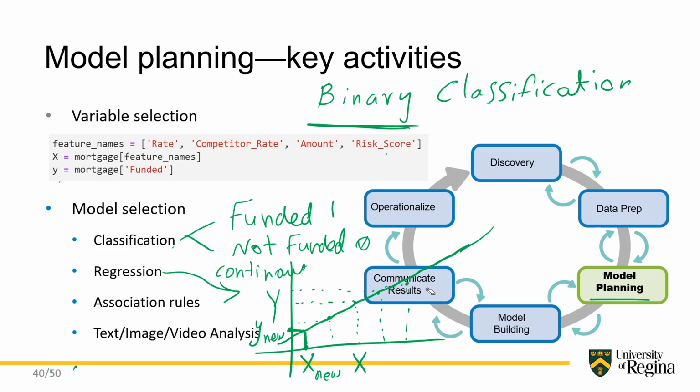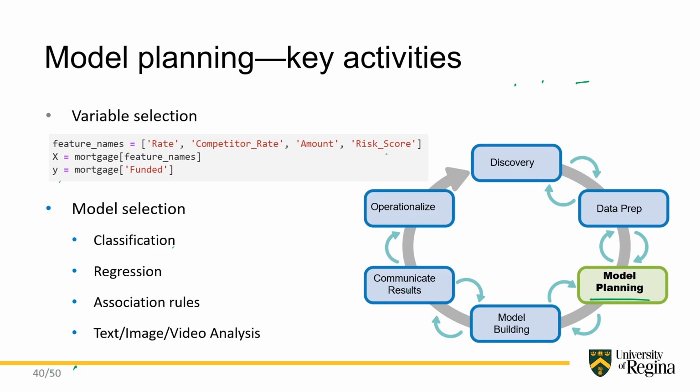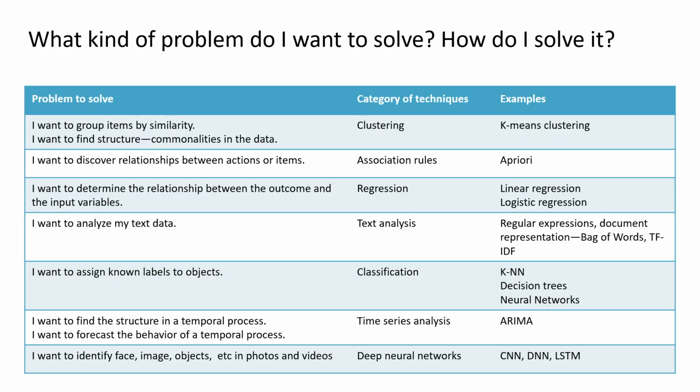If you have some data that you want to do some analysis on, you could use association rules, market basket analysis, and affinity rules to be able to predict whether some products are going to be bought together or not. We're going to talk about that. And there's also text, image, and video analysis that has its own category. There are some deep learning networks that you could use for that.